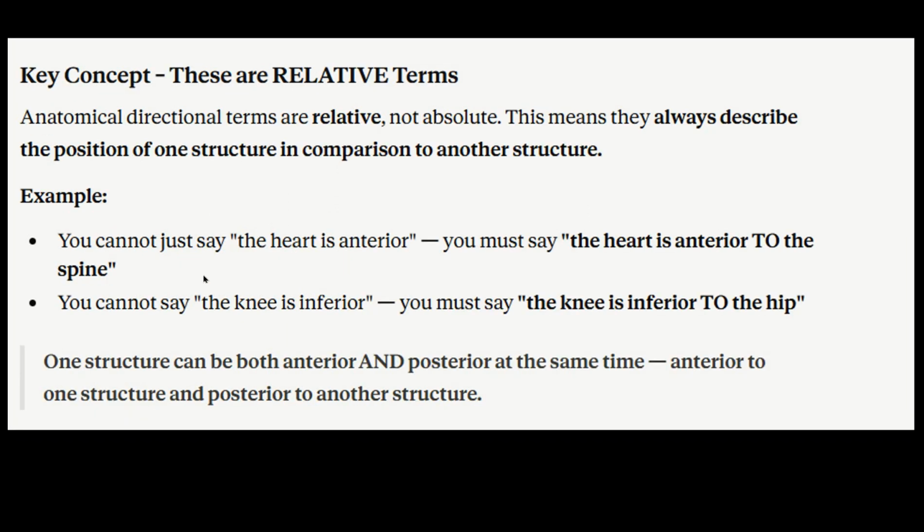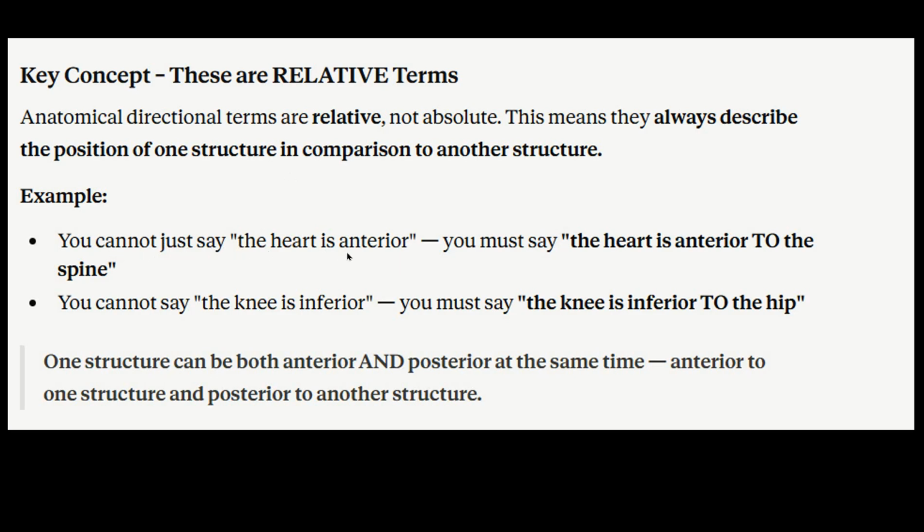This is very important. Here you can see I have clearly mentioned that anatomical terms of direction are relative terms. That means anatomical directional terms are relative, not absolute. This means they always describe the position of one structure in comparison to another one. So it is used in a relative manner. If you are talking about one body structure, then you have to compare it with another one, only then will things be clear. So let's see some examples of it.